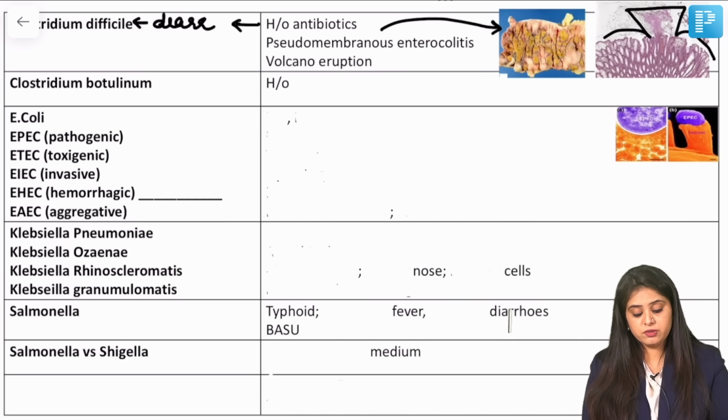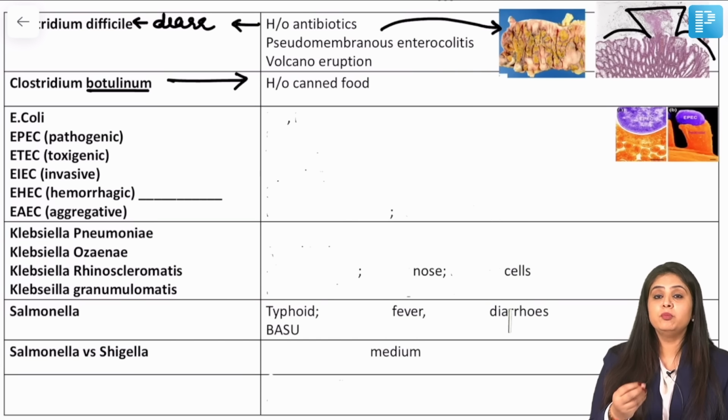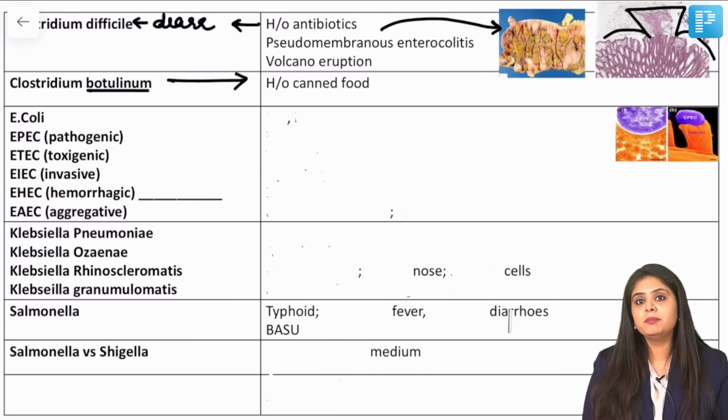Next, Clostridium botulinum. This is associated with botulism, bottled food or canned food. So a newborn baby given honey out of a can results in Clostridium botulinum, floppy baby syndrome.